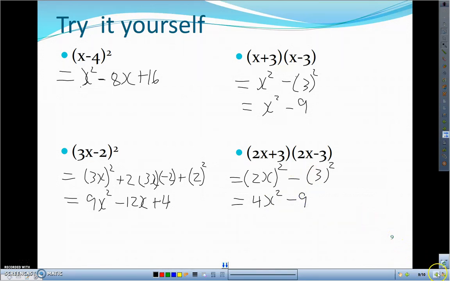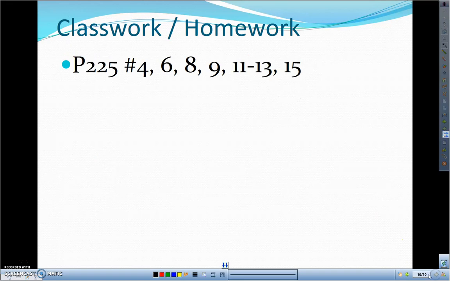At this point, if you've been able to do that, you should be able to accomplish these questions. Again, with math, math is not a spectator sport. You've got these questions to do, which is your classwork homework, and you're encouraged to do the more you can do, the better it is for you.